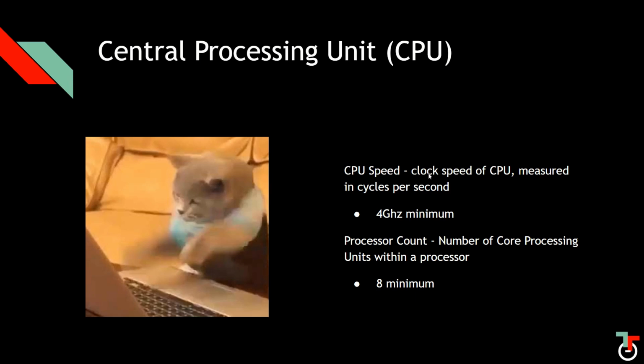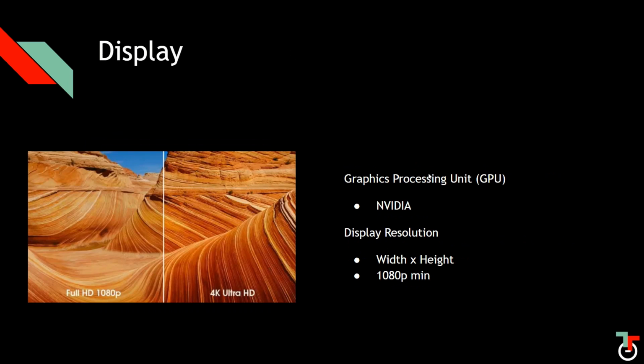There's also a term out there called refresh rate. This is the times per second your monitor is able to display a new image. This is measured in hertz, and my recommendation for trading is a minimum of 144 hertz, which is a perfect segue to my last and final topic, display.